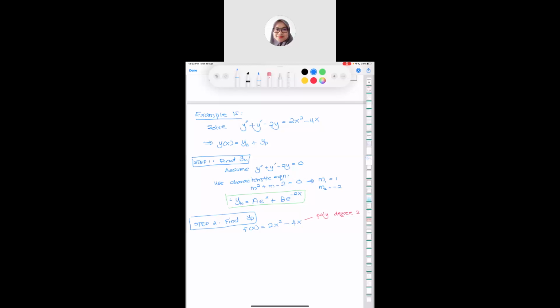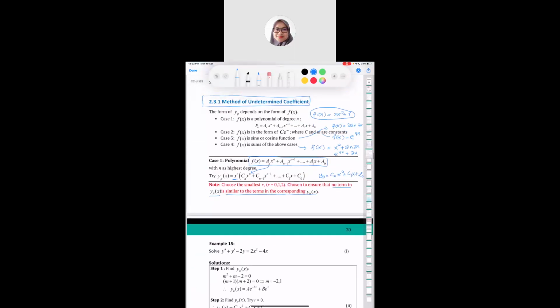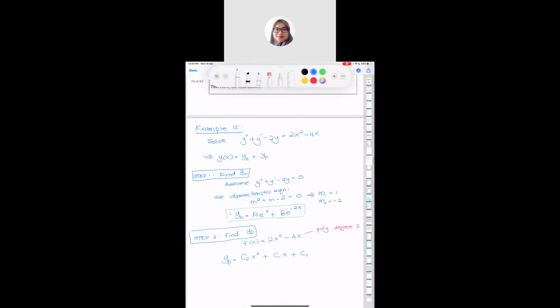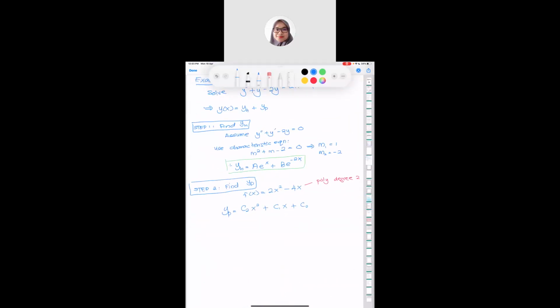Tapi paling senang, kalau konsep asas dia, biasanya saya akan buat, just tulis YP sama dengan, sebab kita tahu you ada x power of 2 kat sini, kita terus tulis C2x2 plus C1x plus C0. Tulis je. Abaikan dulu yang x kuasa r ni, sebab sebenarnya kita guna r kosong. Bila r kosong, x power of kosong 1. Betul? So kita abaikan dulu. Terus saya tulis C2x2 plus C1x plus C0. Step kat sini penting.